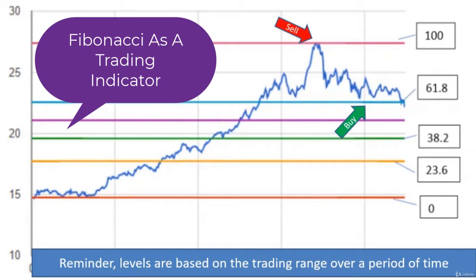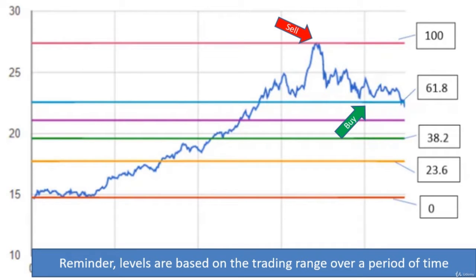On the right-hand side are the actual Fibonacci levels, or some of the Fibonacci levels we're highlighting: 100, 61.8, 38.2, all the way down to 0. And remember, the levels are based on the trading range over a period of time. I can choose that period of time when using trading platform software, where the Fibonacci levels are going to automatically calculate and overlay on top of that.